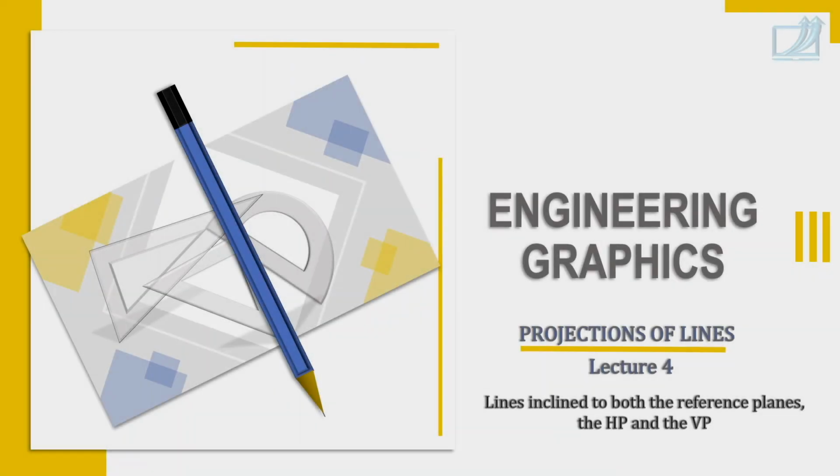Hello. In our earlier video, we solved one problem on projections of lines inclined to both the reference planes. We solved only one problem in that video, but in detail, where I explained the logic behind the procedure we use to solve problems on lines inclined to both the reference planes. Now we are going to solve some more problems on projections of lines inclined to both the reference planes in this video.